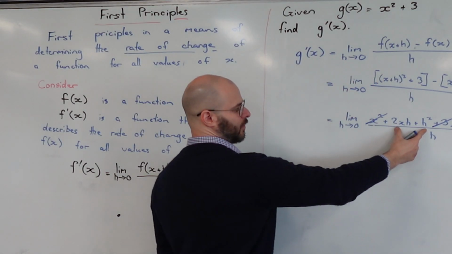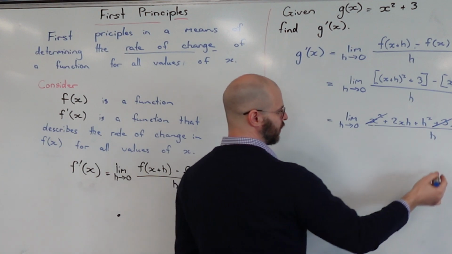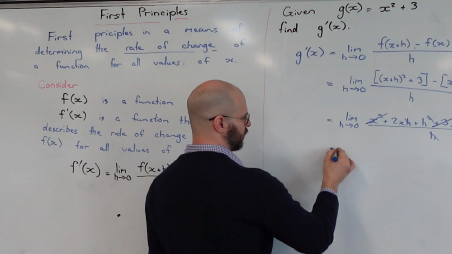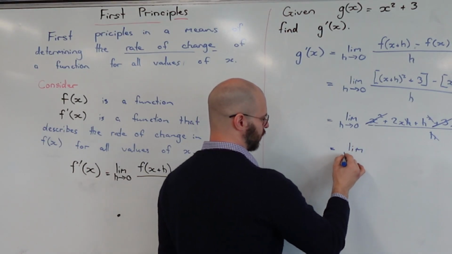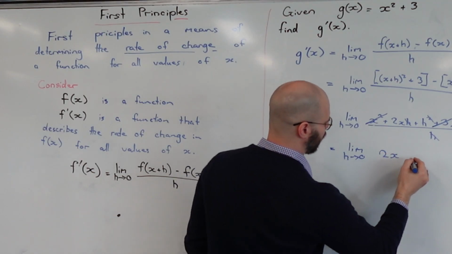Now, everything that remains upstairs has an h on it, doesn't it? So because of that, they go away as well. So this simplifies down to 2x plus h.